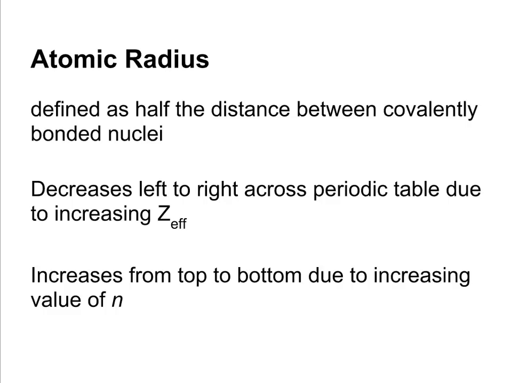As you go down the periodic table, atomic radius increases from top to bottom due to the increasing value of n, the principal energy level. There's more energy levels per atom as we go down the periodic table. That means there's more shielding, so the effective nuclear charge for the valence electrons is going to be lower.